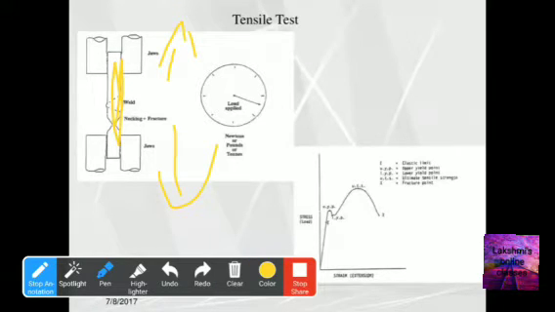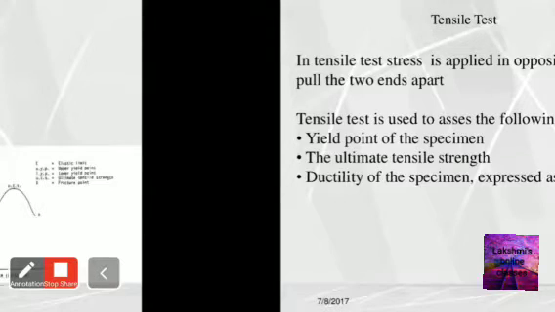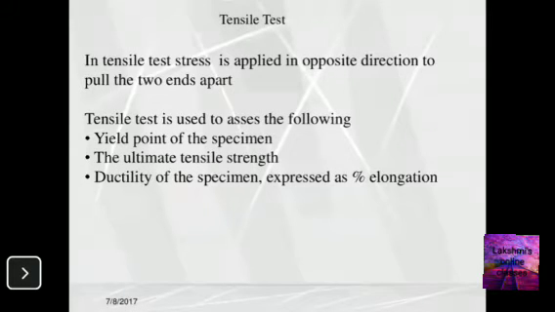The load applied may be indicated here, and the load may be in newtons, pounds or tons, whatever we take. We can see this here in the meter. This is the stress-strain curve, the material stress-strain curve. The tensile stress is applied in opposite directions to pull the ends apart.